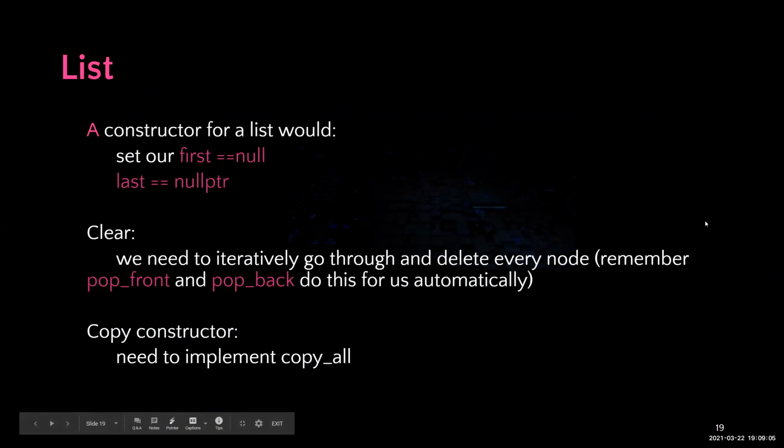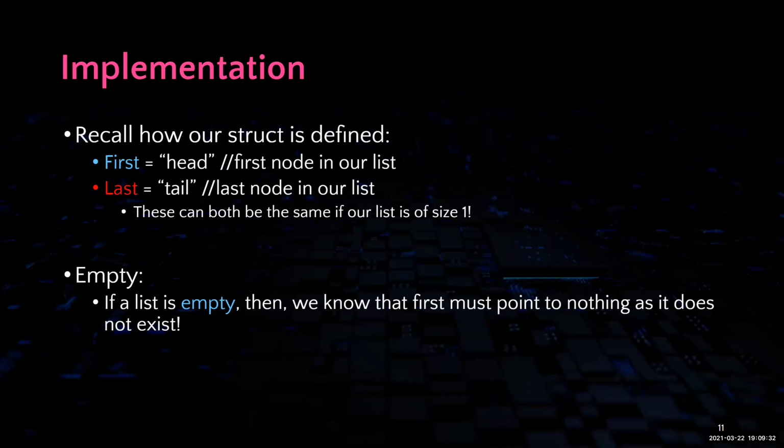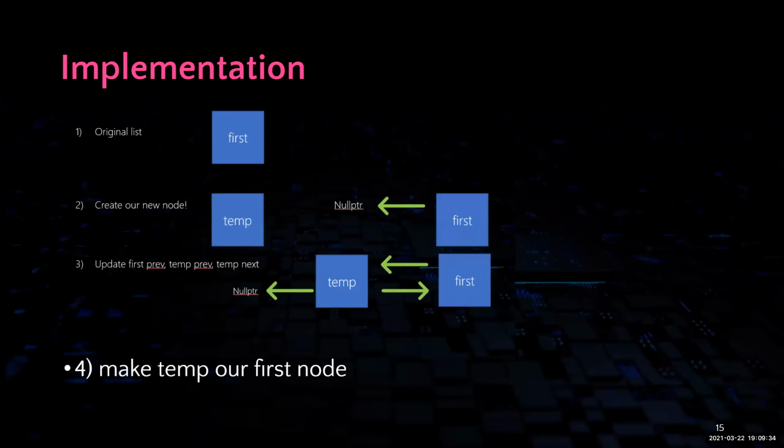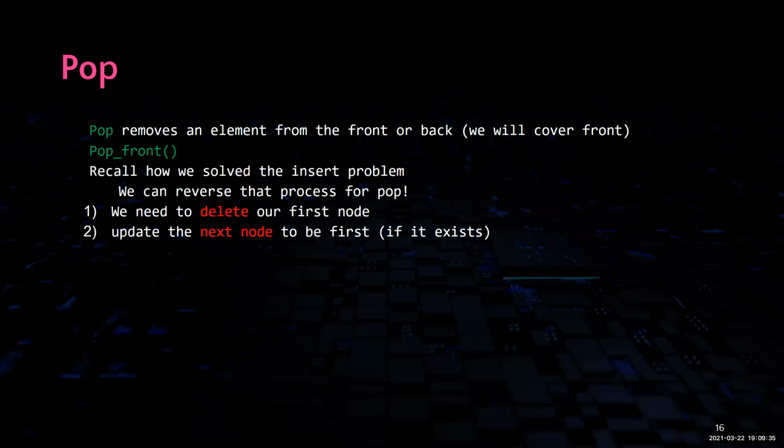So if we're trying to pop the last element, it would just be the same concept, but now PTR would be the previous one from the last, and then the last next one would be the null pointer, correct? Yeah, exactly. Perfect. That's exactly right.